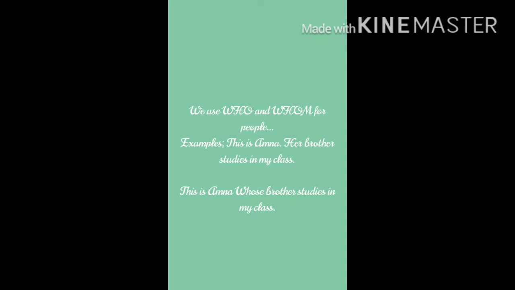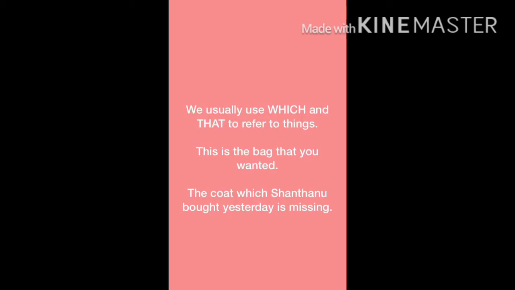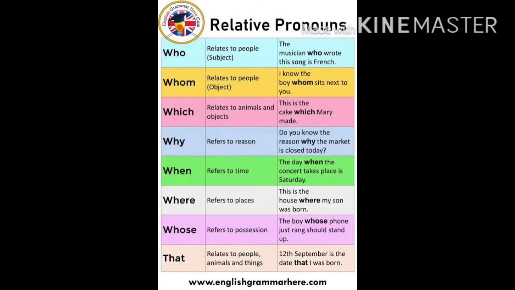And the word whose is used in speaking of persons. For example, we met the woman whose child was hurt. Here the word whose is used in speaking of persons. Then whom. Whom is also used in speaking of persons. For example, this is the juggler whom we met yesterday.